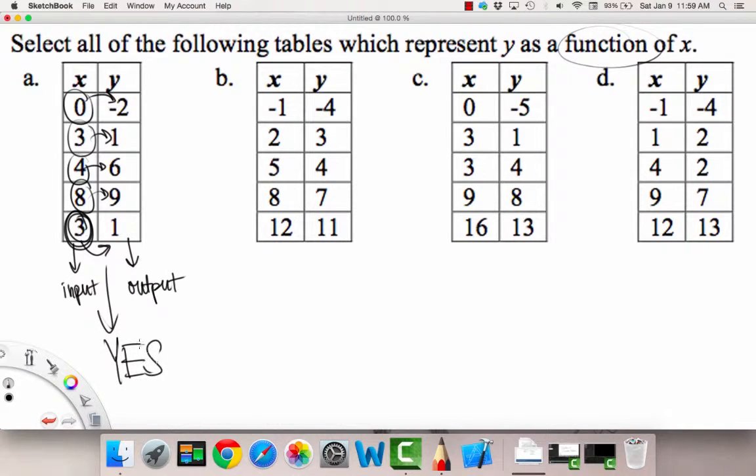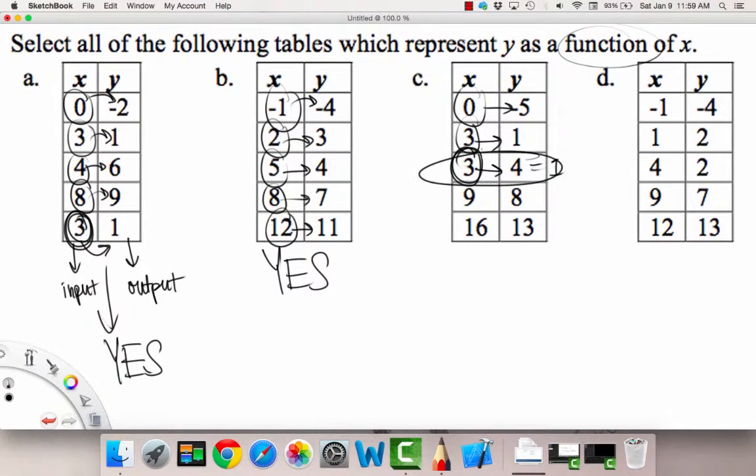Okay, so now let's look at B. We have -1 going to -4. That's fine. 2 goes to 3. 5 goes to 4. 8 goes to 7. There are no repeated inputs here, so we don't even have to worry about having different outputs for the same input. So this is going to be an automatic yes. Now let's look at C. We have 0 goes to -5, okay? 3 goes to 1. 3 again. We just have to make sure it goes to 1 like it did before, but the thing is, it doesn't. 4 is not equal to 1. So here we have two different outputs, 1 and 4, for the same input, which is 3. So this is going to be a no. This does not represent a function.